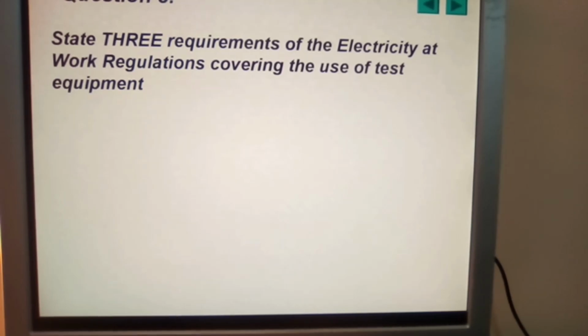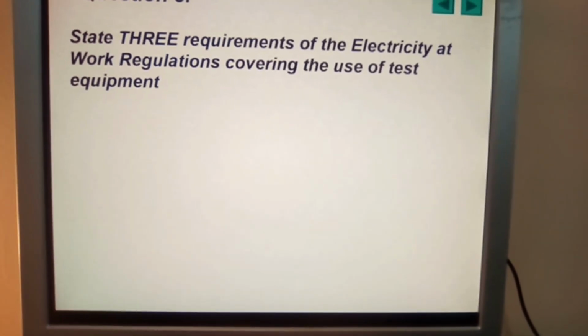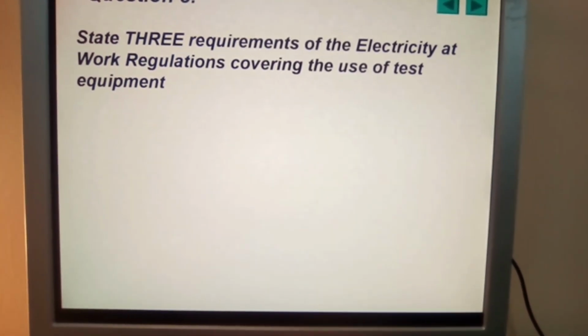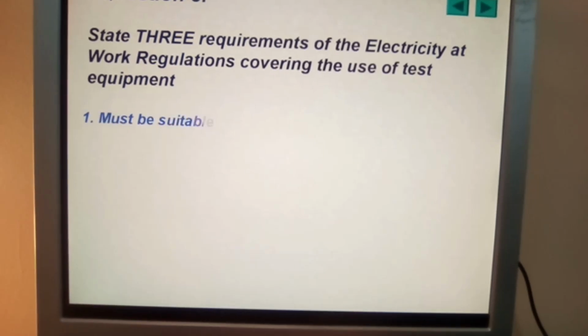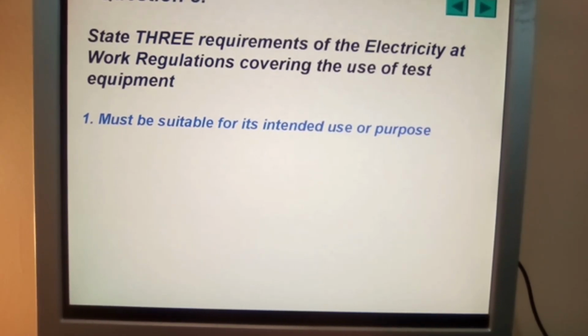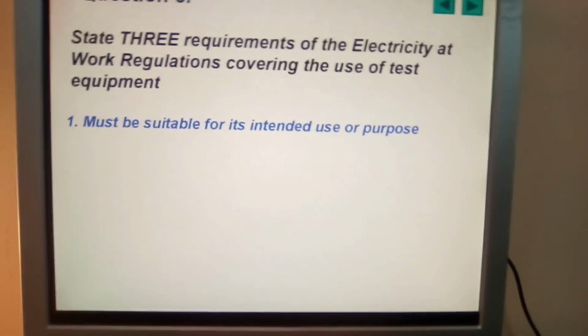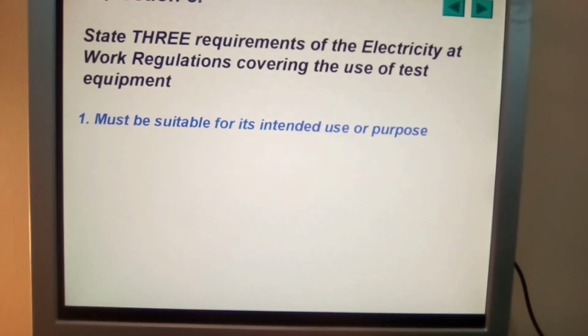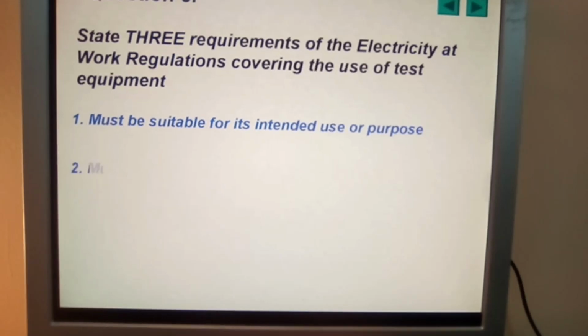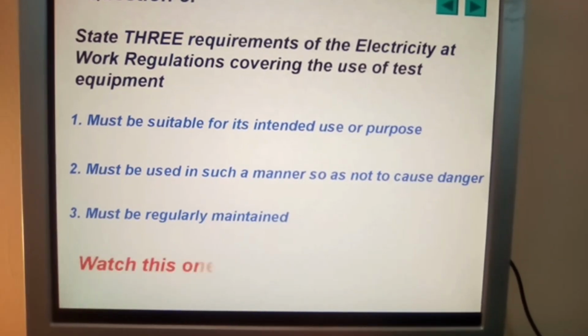State the requirements of the Electricity at Work Regulations covering the use of test equipment. Now you don't need me to be reading this out to you any further, okay? Here are the results, okay? Now this is for you to work through yourselves, okay?